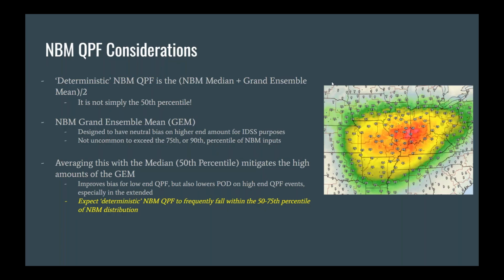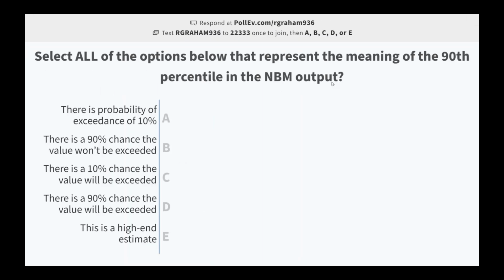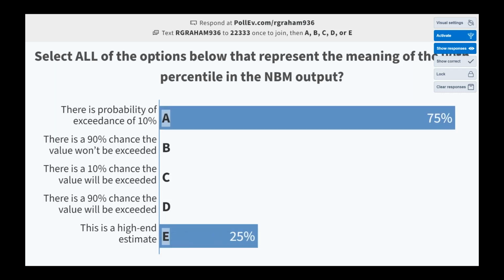Let's go ahead, Andy, and look at this particular event, and we'll talk a little bit about the QPF. But first, we wanted to do another poll. When you think of the 90th percentile in the NBM output, which of the options below is not correct? Type in all of the ones that you think are correct. You can submit multiple times. I'm just curious. You have to read, there's a bunch of options there.